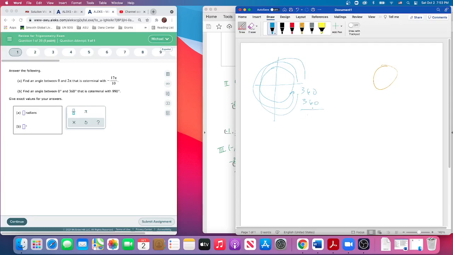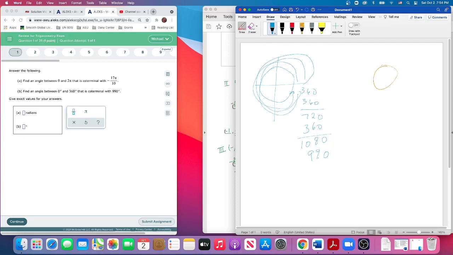6 and 6 is 12, carry the 1. That's 720. And then if we were going to go another time, another 360, 0, 6, and that's 8, and that's 10. So that's 1080. The 990, that would be 3 times around, but we don't quite go 3 times, right? So we're less than that.